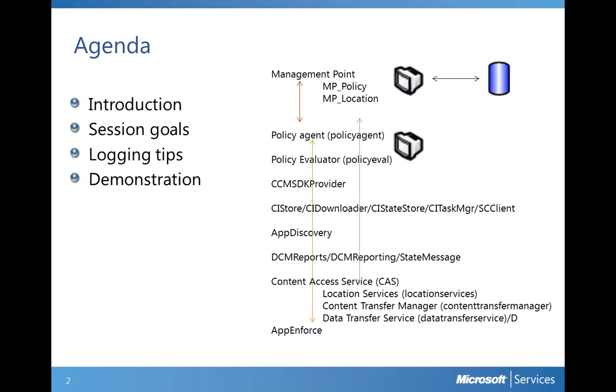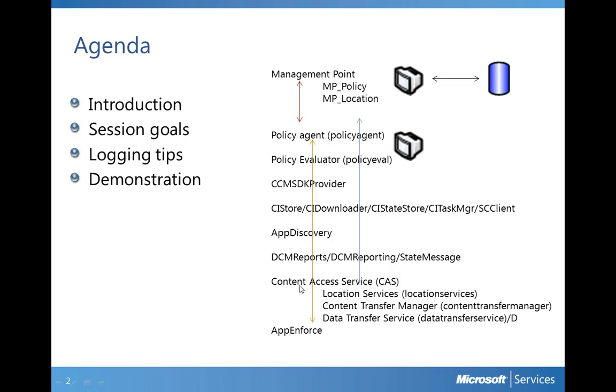You'll see that happen as we go along through the logs when we get to the demo in a minute. So then once we have all the pieces in place, we go through a component called App Discovery. This is where we start trying to look at the environment, find out the lay of the land, where things are, and really get a handle on what we need to do. Okay, DCM reports, DCM reporting, state messages. This is how we communicate status, if you will, of our deployment, how things are going back to the site. Content access service and the related components are responsible for locating the content that we're going to deploy.